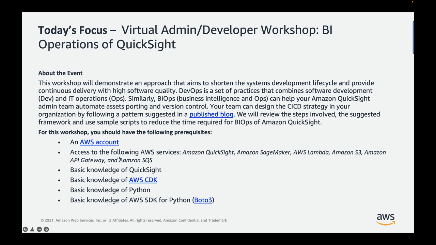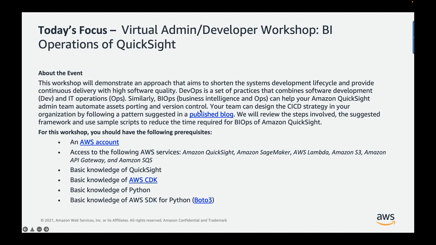If you don't have it, that's also okay. You can just use one account to be both source and target. Just play with it and understand the idea. But then you don't have the chance to test the security configuration for the deployment. And you also have to get access to those AWS services. And you need the basic knowledge of QuickSight, CDK, and Python. Yeah, that's it. That's all the prerequisites.